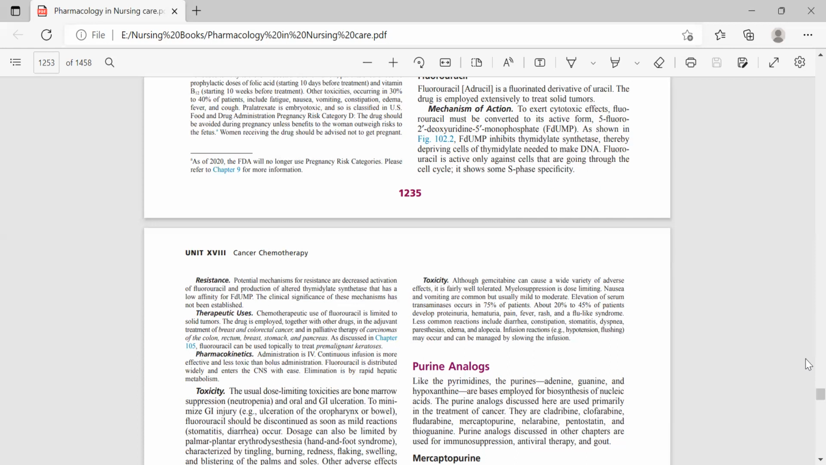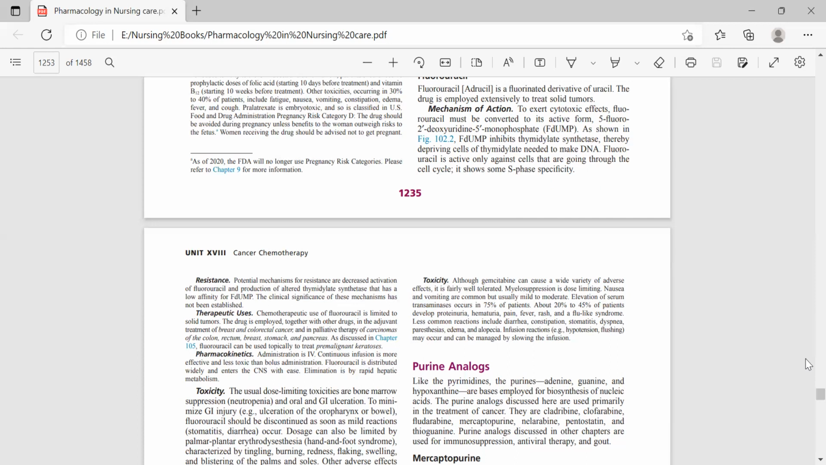erythrodysesthesia, the hand and foot syndrome, characterized by tingling, burning, redness, flaking, swelling, and blistering of the palms and soles. So this is another different adversity which we observe during the treatment with fluorouracil. Point to be noted here. Other adverse effects include alopecia, hyperpigmentation, and neurologic effects. In patients given a fluorouracil overdose, treatment with an investigational antidote, that is uridine triacetate, can be life-saving. Uridine triacetate is converted to uridine, which then dampens the effect of fluorouracil on cellular metabolism.